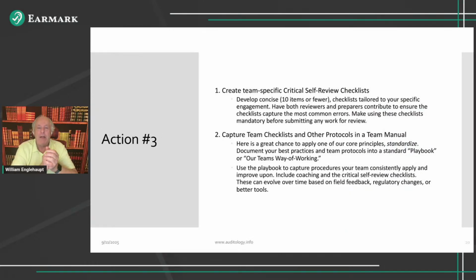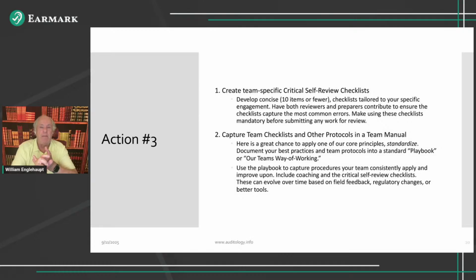Okay. So action number 3, right? The key takeaway here is create team-specific critical review checklists. And an important thing to remember is, and I know a lot of you, I'm sure, work for firms that have critical self-review checklists, right? The concept of doing critical self-review is a critical audit skill, right? And people should be doing that. Unfortunately, what we find is that they tend to be quite lengthy.